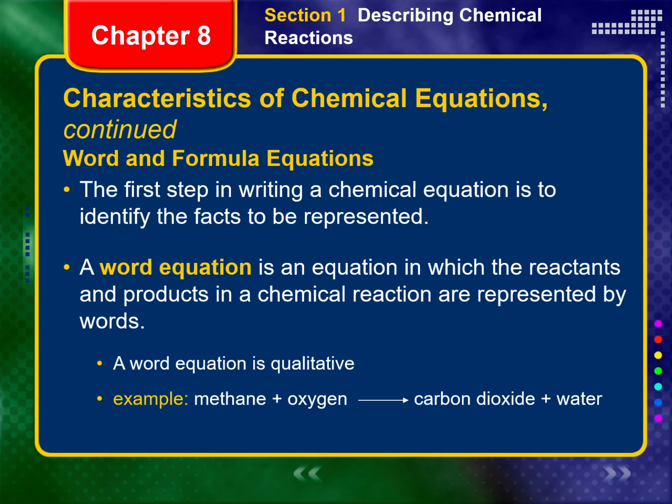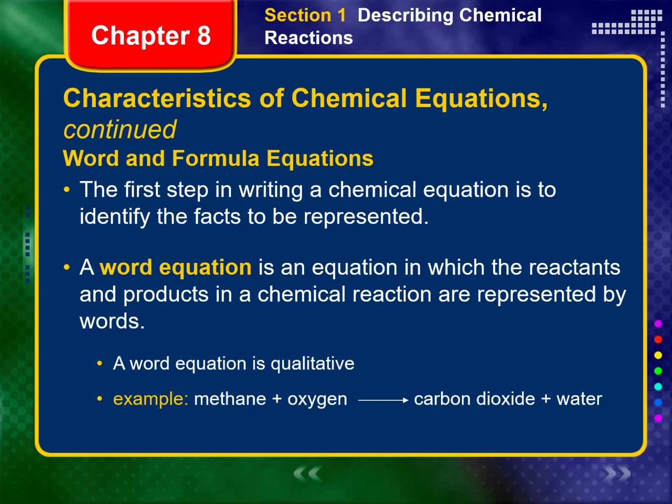It is often helpful to write a word equation, which is an equation in which the reactants and products in a given chemical reaction are represented by words. A word equation has only qualitative, meaning descriptive, meaning. It does not give the whole story because it does not give the quantities of the reactants used or products formed.